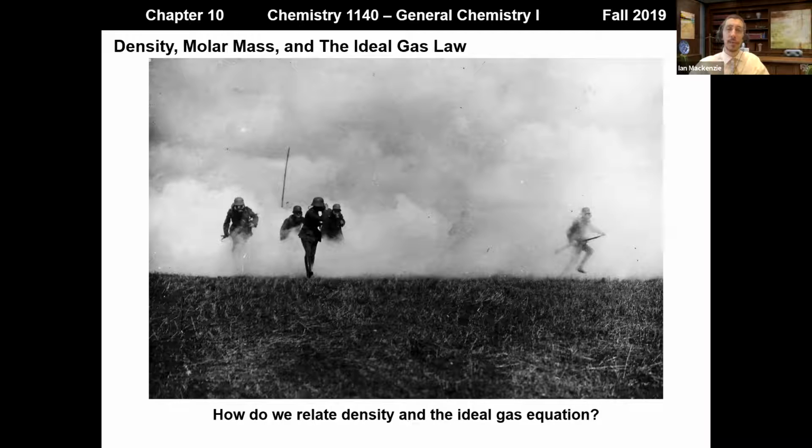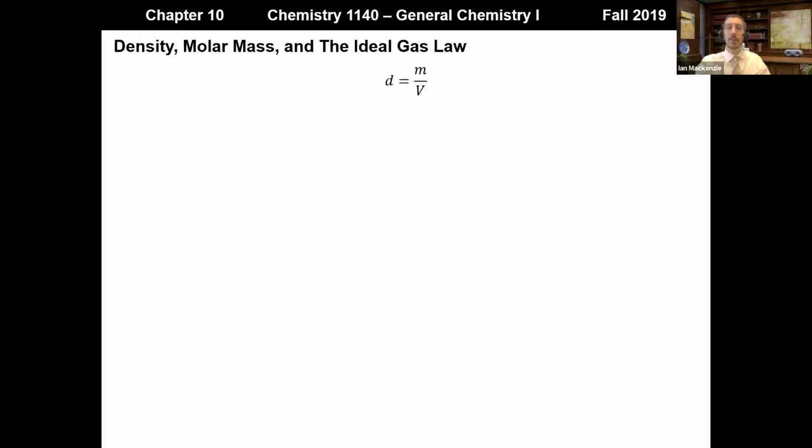So how do we relate density and the ideal gas law? Well, it might help to start by reminding ourselves of what density is. Density is mass divided by the volume of the material. Now, how do we relate this to the ideal gas law? Because we don't have mass in the ideal gas law. And it's true, we don't. But if we rearrange the ideal gas law to solve for number of moles over volume, we have n over V is equal to P over RT.